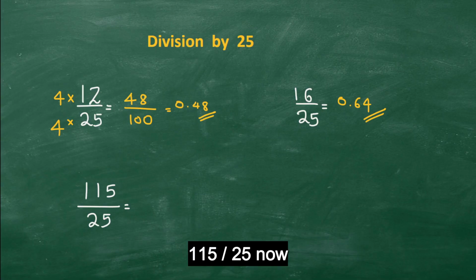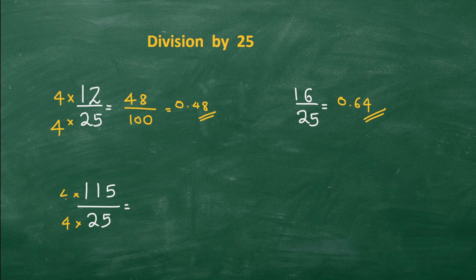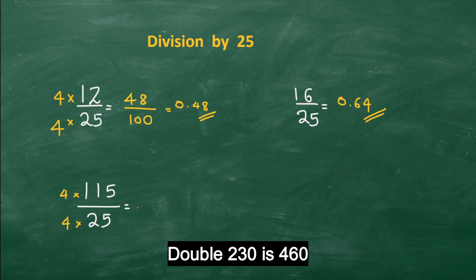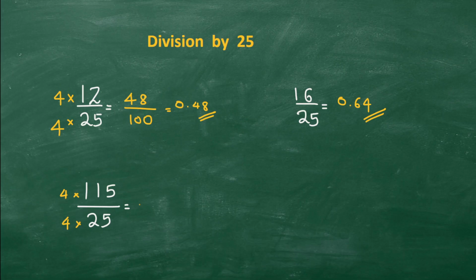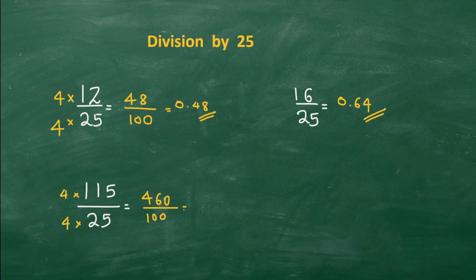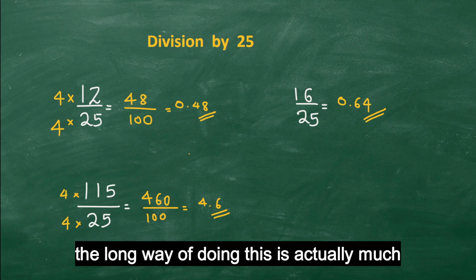Now let's try a slightly trickier one. 115 divided by 25. Now times by 4. 115 times 4. So double 115 is 230. Double 230 is 460. 460 divided by 100, very easily, the answer is 4.6. Done and dusted.